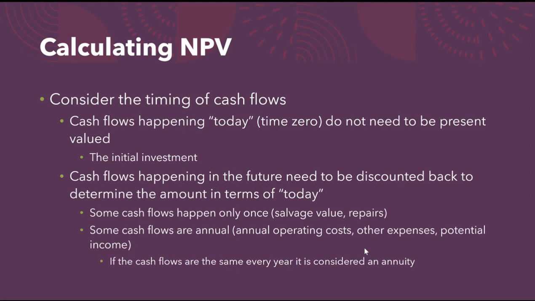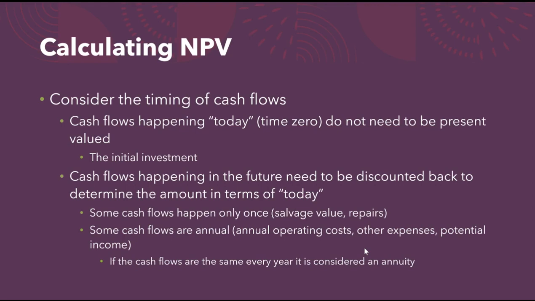Now we can calculate net present value. So when calculating net present value, we need to consider the timing of cash flows. Cash flows happening today do not need to be present valued because we are in the present. So things like your initial investment don't have to be adjusted. However, cash flows happening in the future need to be discounted back to determine the amount in terms of today. Some cash flows only happen once, like salvage value. We can only sell our equipment one time. Repairs might also be a one-time event that would come up. Other cash flows are annual, such as annual operating costs or other expenses or potential inflows.